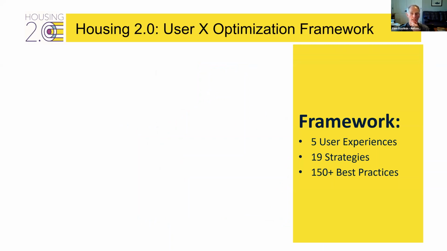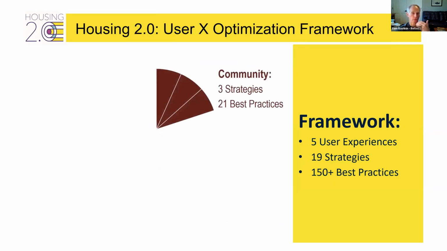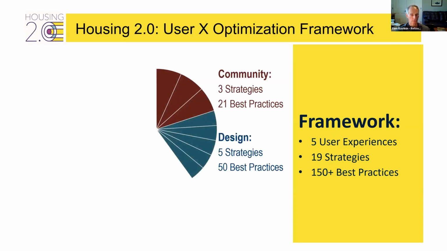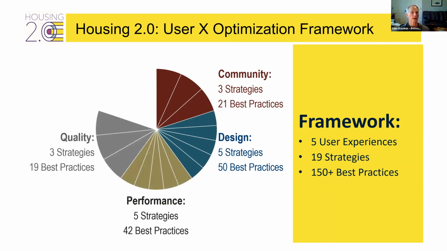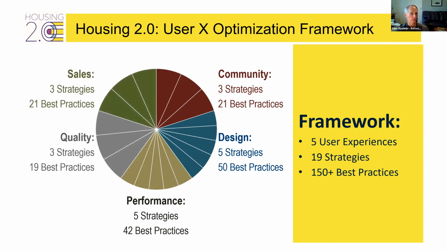So essentially, I have 5 user experiences that we showed you, 19 strategies, and 150 best practices. It kind of goes for community experience, there are 3 strategies, 21 best practices. For design, there are 5 strategies, 50 best practices. Performance, 5 strategies, 42 best practices. Quality, 3 strategies, 19 best practices. Sales, 3 strategies, 21 best practices.